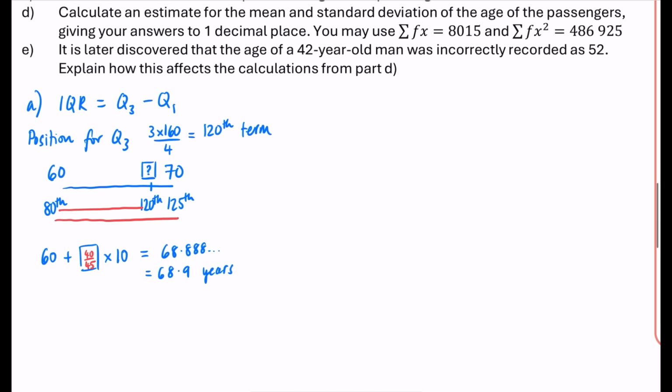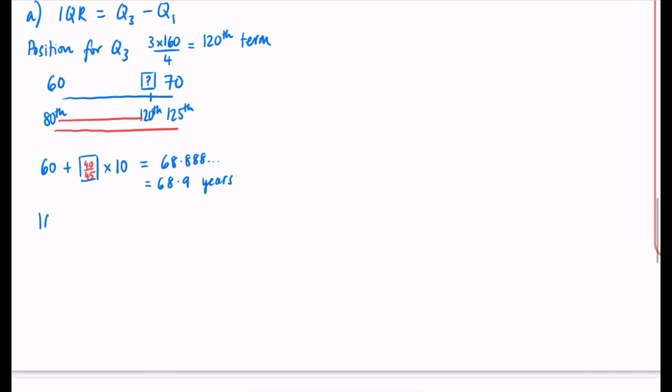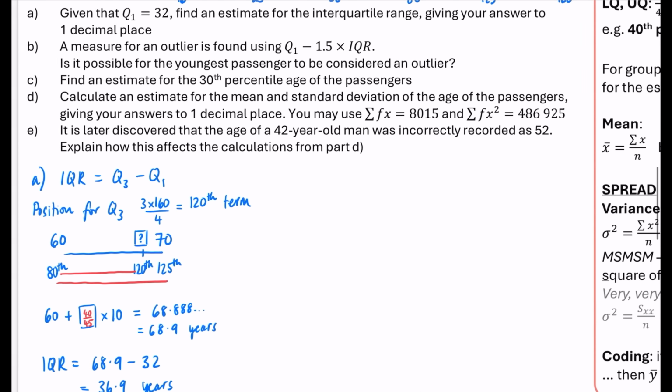That is going to be the upper quartile, which now means that the interquartile range is 68.9 minus the lower quartile, which they said is 32. So I get 36.9 years. So that is the interquartile range that we've got there.